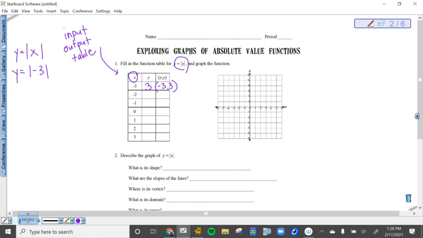Okay, let's do the next one. y equals the absolute value of -2. What does that equal? 2. So my ordered pair would be -2, 2. How about -1? Yeah, the absolute value of -1 is just 1. So my x comma y, my ordered pair, would be -1, 1. Okay, can you guys finish the rest of the table? I think you can. So finish up the rest.